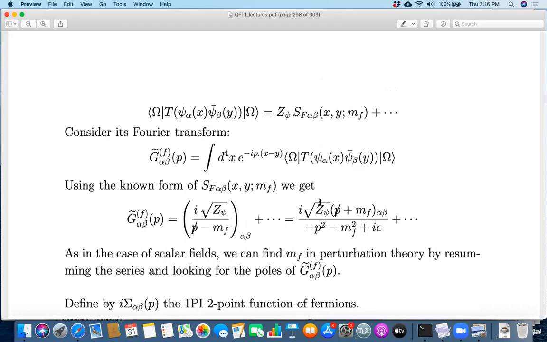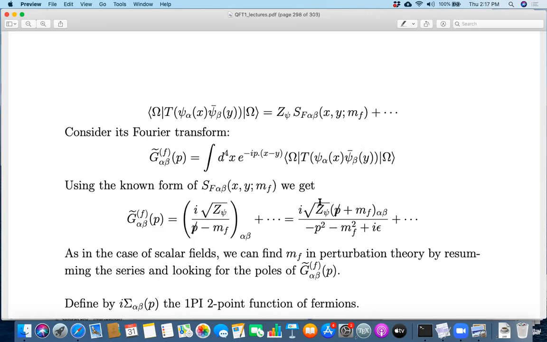So what we learned from here is that the momentum space 2-point Green's function of fermions contains information about the physical mass of the fermion as the location of the pole as a function of p square. If there is a pole at p square equal to minus m_f square, then m_f is the physical mass of the particle.